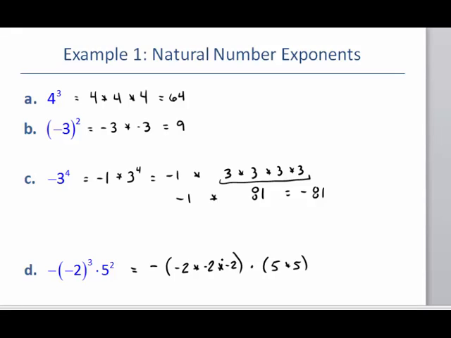So working on our multiplications, -2 times -2 times -2, that's going to be a -8. And 5 squared we know is 25. Now, when we multiply a negative on the outside of the parenthesis with the negative inside the parenthesis, that term becomes positive. A negative times a negative is a positive 8. And we're multiplying by 25, which gives me a final answer of 200.